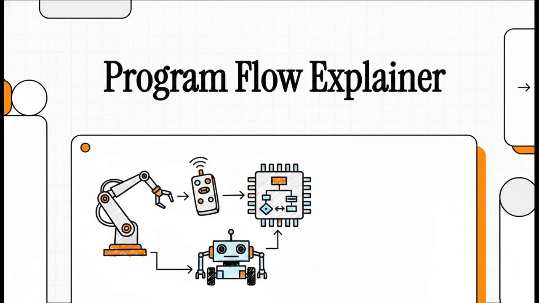So have you ever actually stopped to wonder what goes on inside a robot's brain when you press a button on a remote control? I mean, it kind of seems like magic, right? Well, spoiler alert, there are no tiny wizards in there. It's actually this beautifully structured sequence of logic.